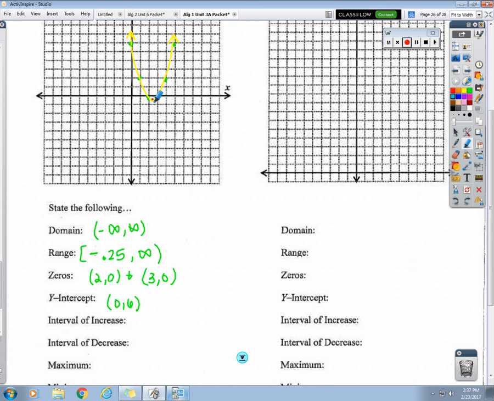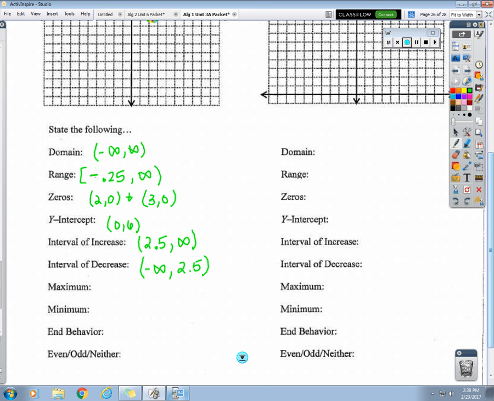Okay, it's increasing on the right side. So from the vertex, and up. Well, what was the x value of the vertex? 2.5. That was the y value of it. The x value was 2.5, so it goes from 2.5 to infinity for increasing. So where would it be decreasing? Negative infinity to 2.5. Does this one have a max or a min?